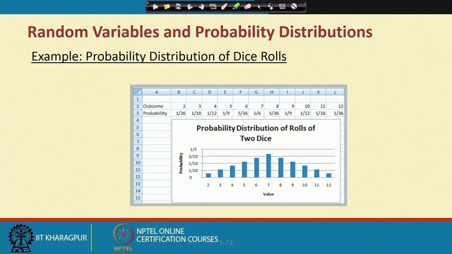So, so far as the distribution is concerned, you have to cite all possible outcomes, and corresponding to each possible outcome, what should be the probability. That is the difference between probability and probability distribution. That means a probability distribution follows all possible events along with the corresponding probabilities.